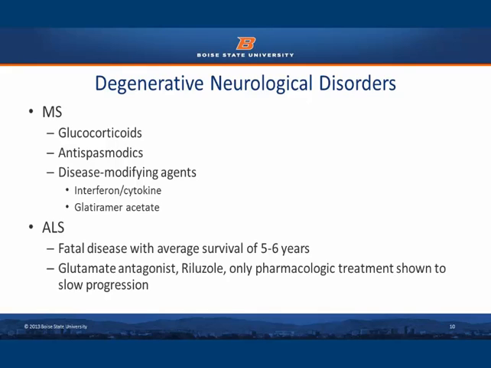Average survival runs about 5 to 6 years. There's only one pharmacological treatment, a glutamate antagonist, riluzole. I don't know how you pronounce it, but it's the only one found to slow the progression at all.